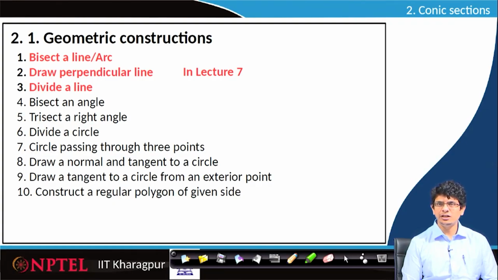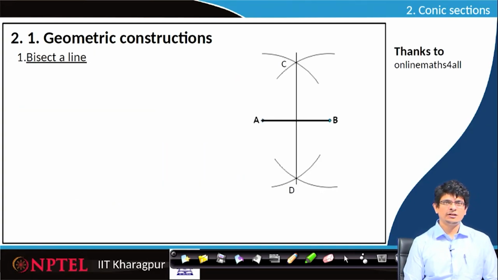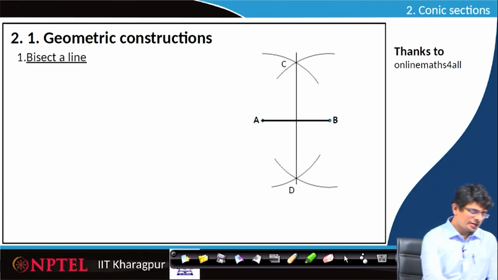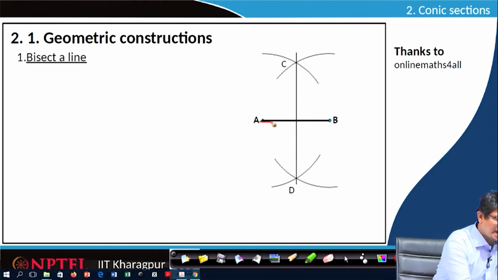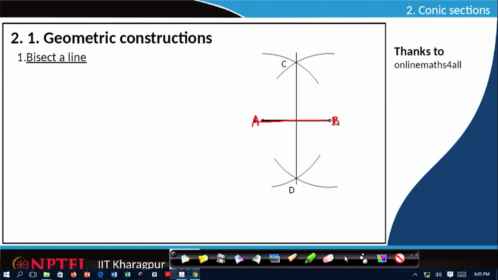In today's lecture 7, we are going to look at the first 3 points: how to bisect a line or an arc, how to draw a perpendicular line, and how to divide a line. The first objective is how to bisect a line. Here there is a line AB with points A and B. For this line, we would like to bisect it into equal parts.